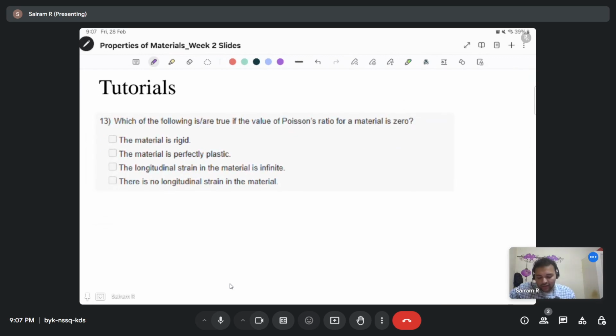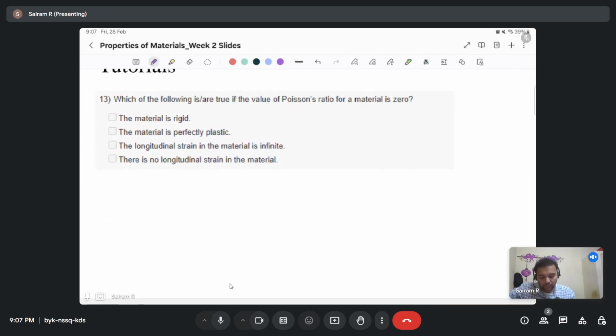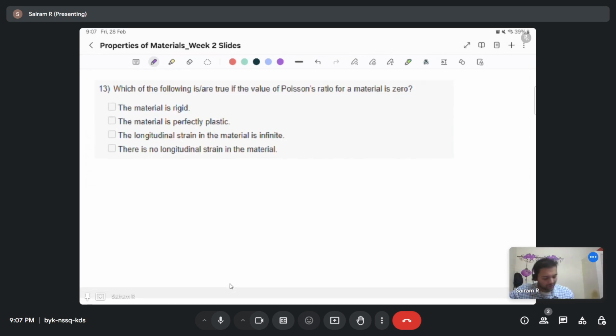Okay, the next question is, which of the following is or are true if the value of Poisson's ratio for a material is zero? The material is rigid, the material is perfectly plastic, longitudinal strain in the material is infinite, there is no longitudinal strain in the material. The answer is the material is rigid.